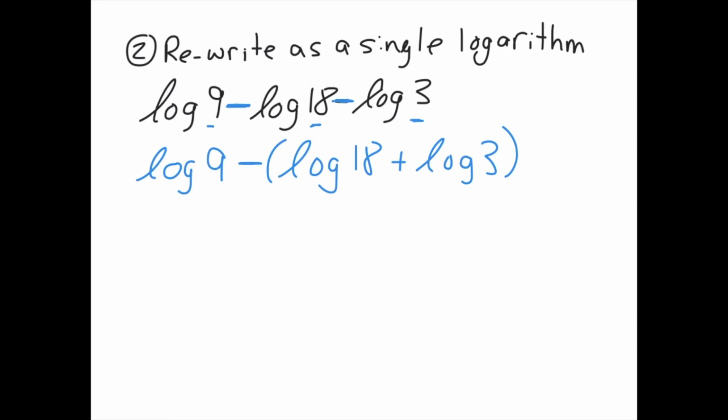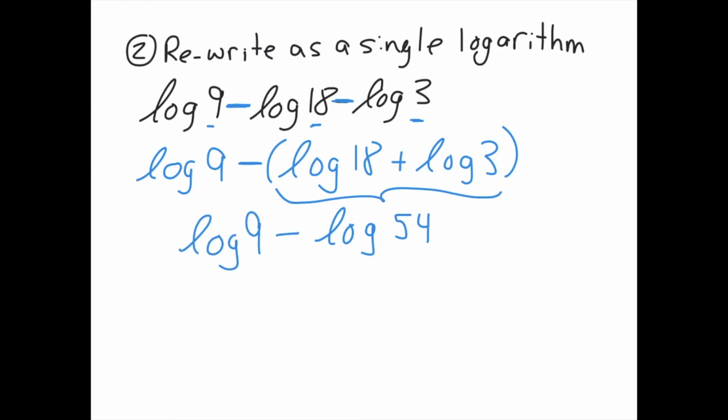To think of this in terms of a product rule that needs to happen first, and then we'll do the quotient at the end. So using the product rule, we would have log of 18 times 3, which is log of 54. And here we have log of 9 minus log of 54. And now we can use the quotient rule, log of 9 over 54. And this will reduce to log of 1 over 6.